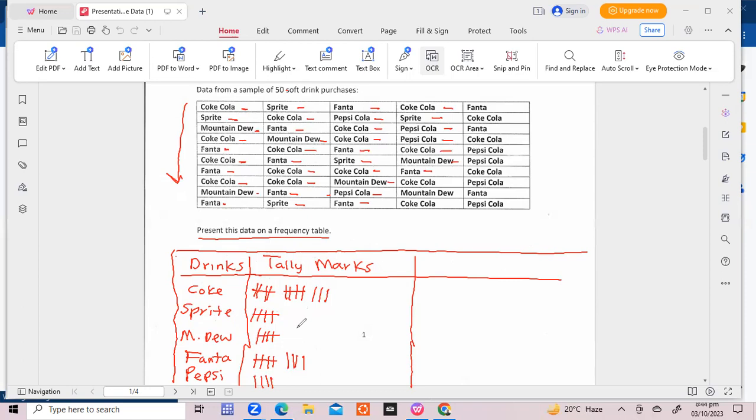Fanta, we put the number 5 here. Coca-Cola, Coca-Cola, we put there. Mountain Dew, we put there. Coca-Cola, the number 5 we tie. We go to the last column. Fanta, we put there. Coca-Cola, we put there.